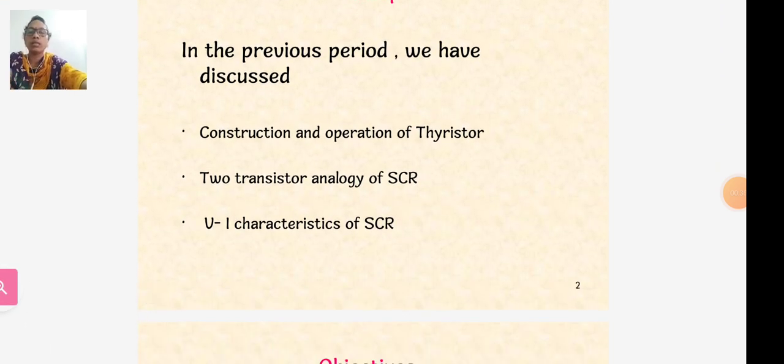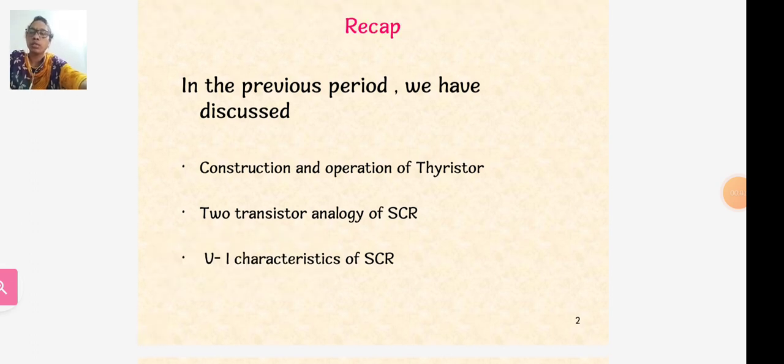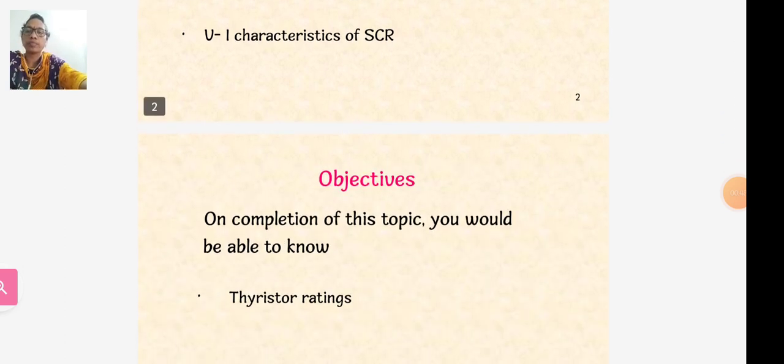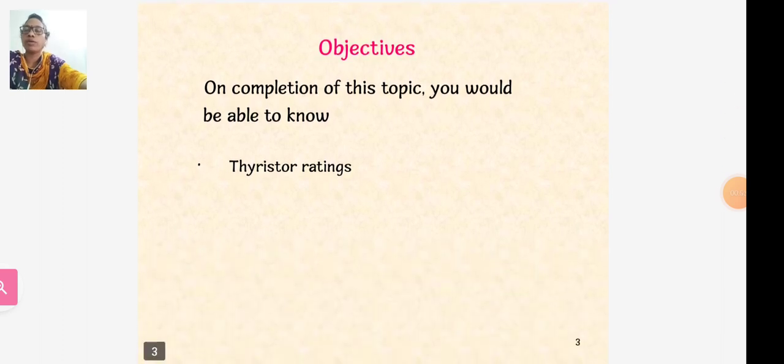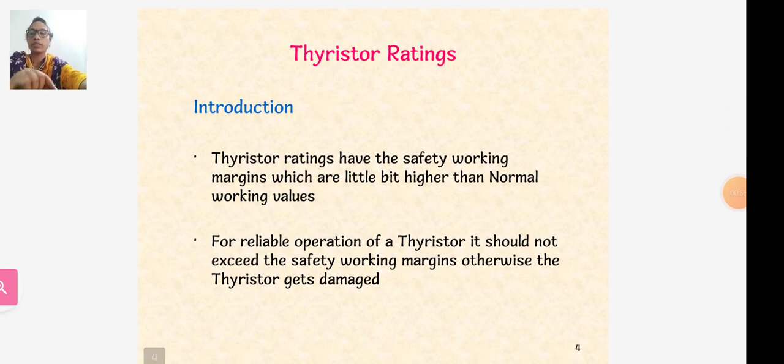Already in the last class we discussed the construction and operation of SCR, and also the two transistor analogy of SCR and the VI characteristics of SCR. Now today we are going to discuss the thyristor ratings, meaning voltage rating, current ratings, and it has a lot of ratings. So what are the ratings of SCR?